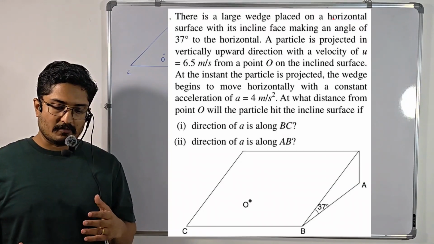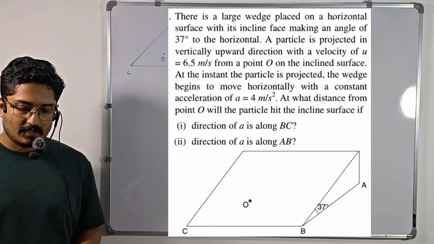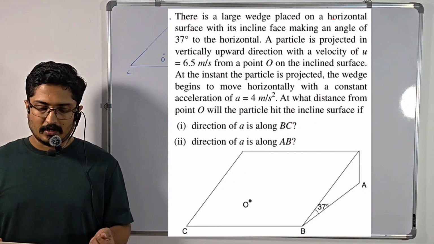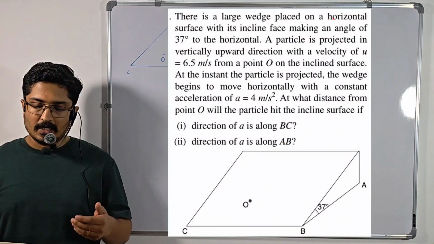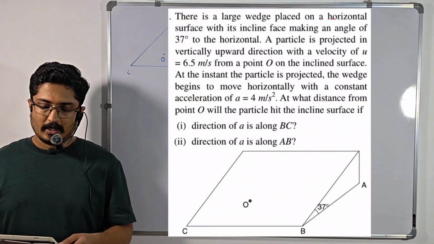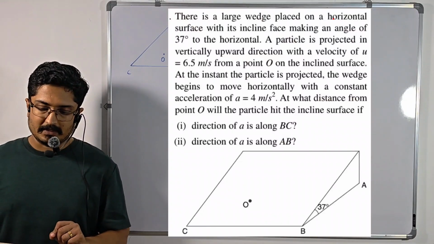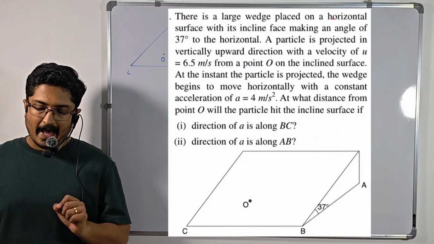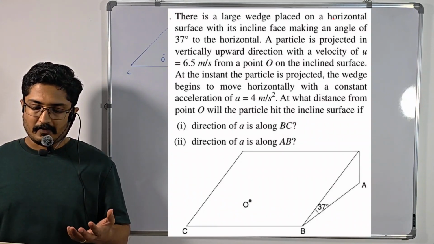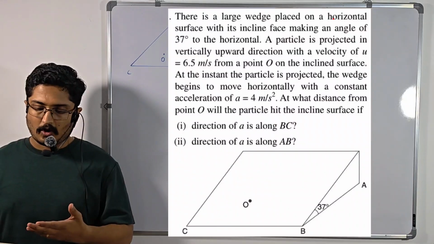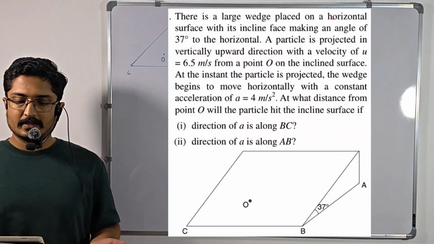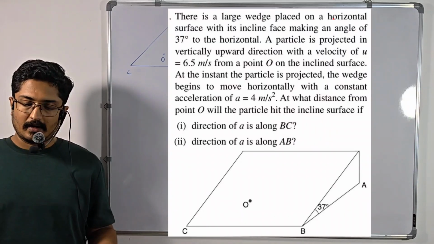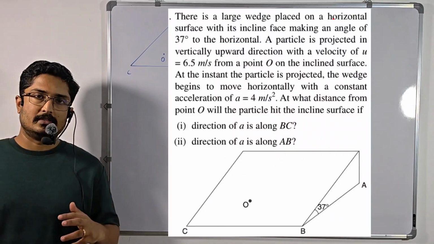It says that there is a large wedge placed on a horizontal surface with its inclined face making an angle of 37 degrees to the horizontal. A particle is projected vertically upward with a velocity u, that is 6.5 meter per second, from a point O on the inclined surface. At the instant the particle is projected, the wedge begins to move horizontally with a constant acceleration of 4 meter per second square. At what distance from O will the particle hit the inclined surface in two cases?